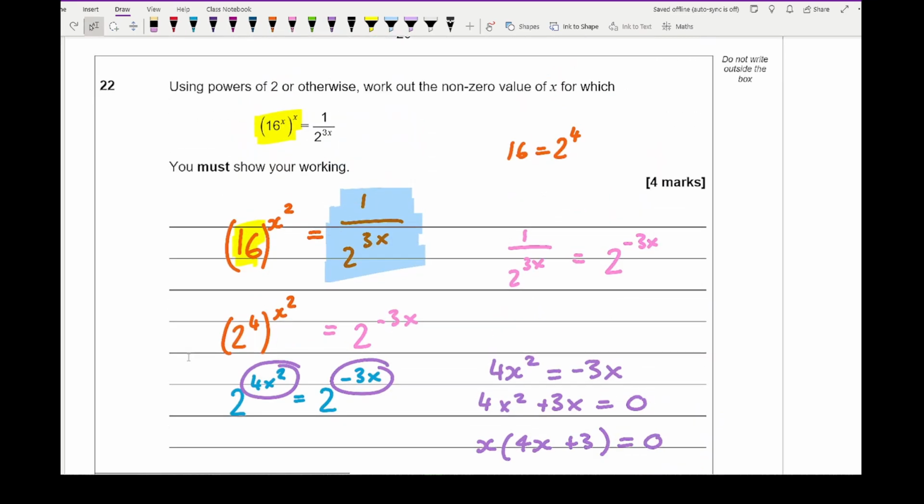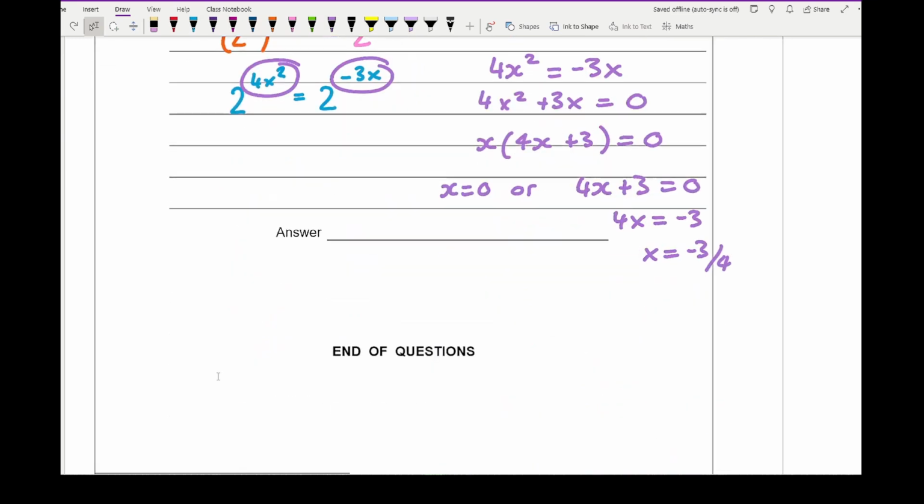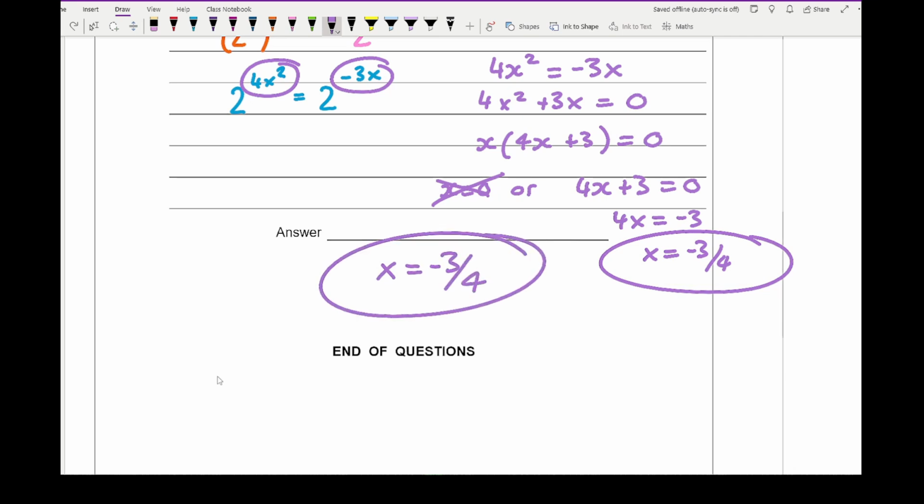It says in the question that we need to work out the non-zero value, so we don't want this value here, instead we want this value here, so x equals minus 3 over 4, and there we go.